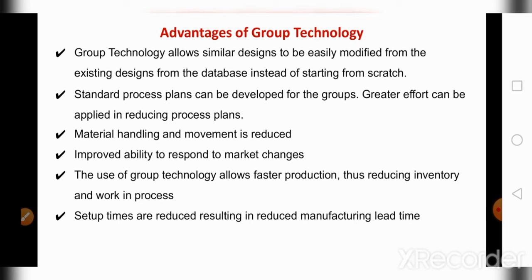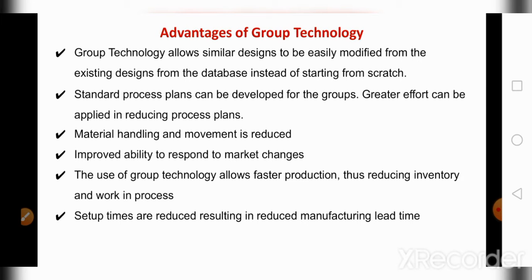compared to non-planning things. Material handling and movement is reduced. Then improved ability to respond to market changes. That is, we can suddenly react to the market changes depending upon the demand of the product in the market. The use of group technology also allows faster production, reducing inventory and work in process.